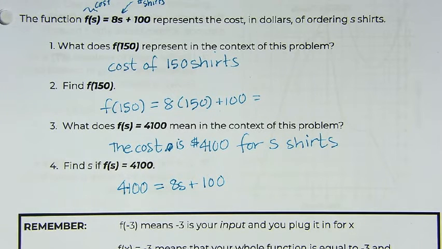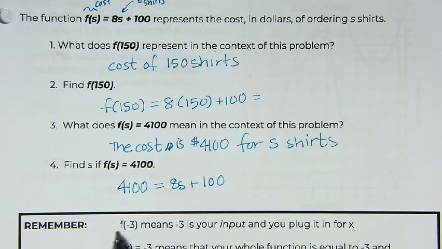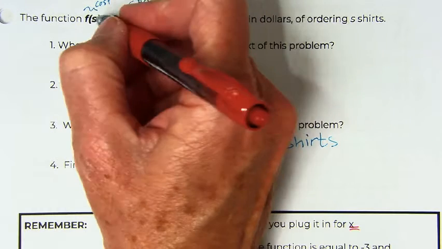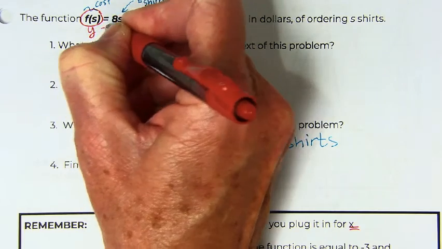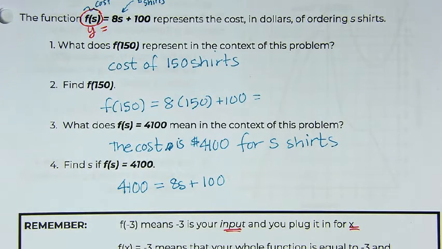So please remember that f evaluated at -3 means -3 is your input and you are plugging it in for x. F of x equals -3 means that your whole function is equal to -3 and you plug it in for the y, or the output. Remember, that could have been written y equals 8s plus 100 as well.